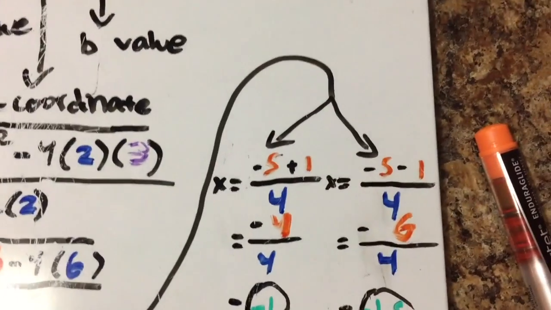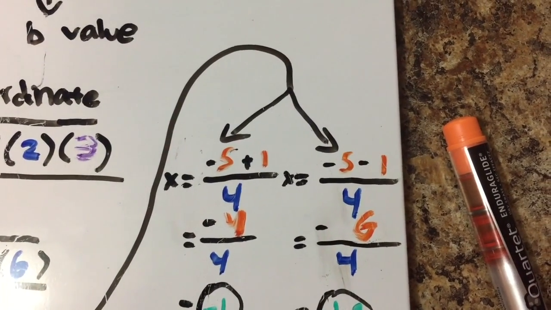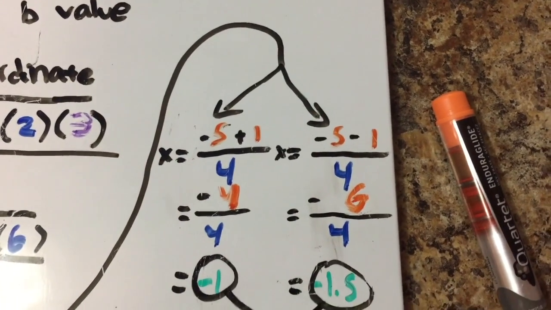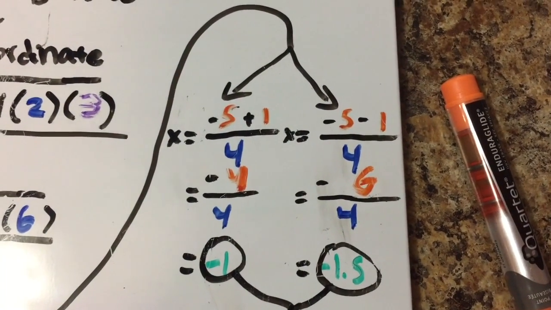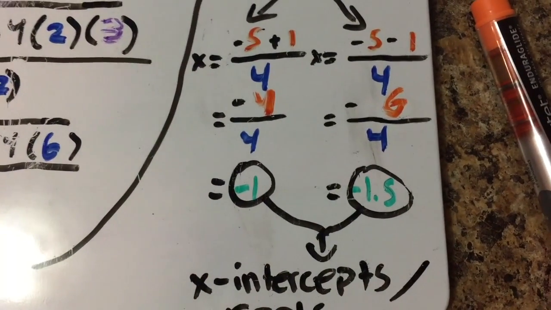And we begin solving for x, and we split this equation into 2 because we have the plus minus. So you have x equals negative 5 plus 1 divided by 4, and negative 5 minus 1 divided by 4. And this becomes negative 4 divided by 4, and negative 6 divided by 4. And your 2 x-intercepts and roots are negative 1 and negative 1.5.